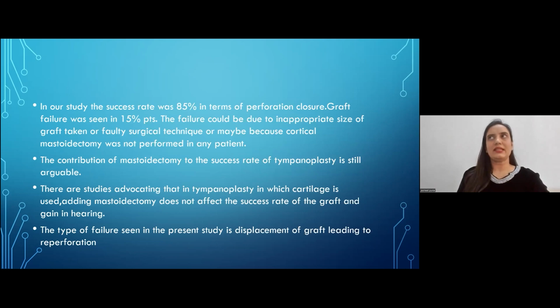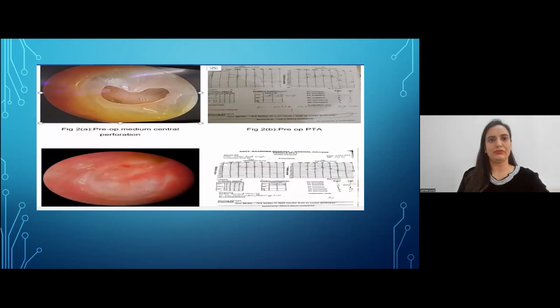In our study, the success rate was 85% in terms of perforation closure. Graft failure was seen in 15% of patients. The failure could be due to inappropriate size of graft taken or faulty surgical technique, or maybe because cortical mastoidectomy was not performed in any patient. The contribution of mastoidectomy to the success rate of tympanoplasty is still arguable. There are studies advocating that in tympanoplasty in which cartilage is used, adding mastoidectomy does not affect the success rate of graft and gain in hearing. The type of failure seen in the present study is displacement of the graft leading to reperforation.